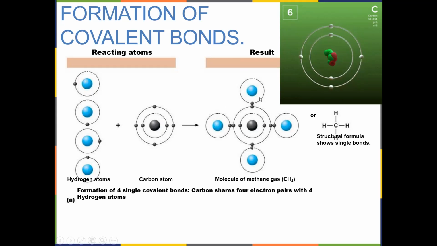Here we see a carbon atom up here. We got the electrons slowed down a lot. But there's the first shell with 2 electrons. There's the second shell with 4 electrons. There's room for 4 more electrons in here. Where's it going to get the 4 electrons? It's going to covalently bond to hydrogen.